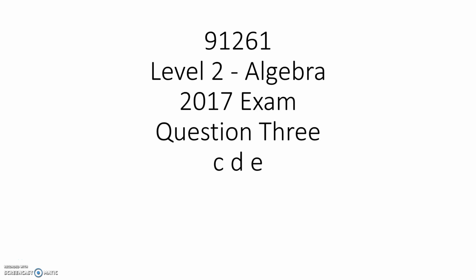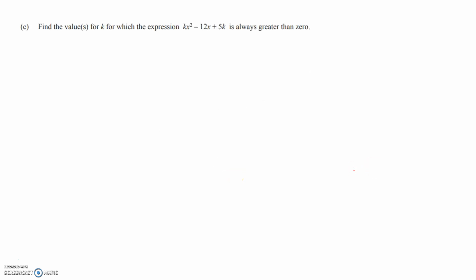This is the last part of question 3 in last year's algebra exam. Questions C and E are both excellence questions, and D is a merit question. This is the first one, question C. And we're asked to find the values for k for which this expression is always greater than 0.